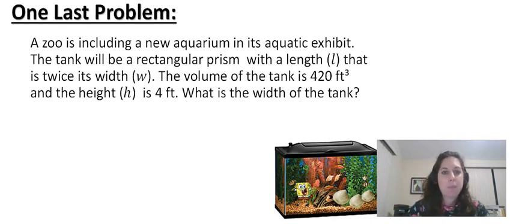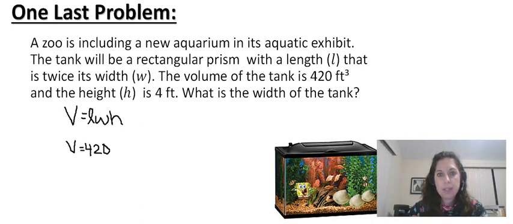So a few things here we have to remember. First off, how do we find the volume of a rectangular prism? Well, that would be length times width times height. And it tells me here that I know my V is going to equal 420. So the tank here, the volume it says is 420. My height is 4. I'm looking for W, so I don't know what W is. W is going to be my X in this case. My length, it tells me the length is twice its width. So my length is going to be 2 times my W.